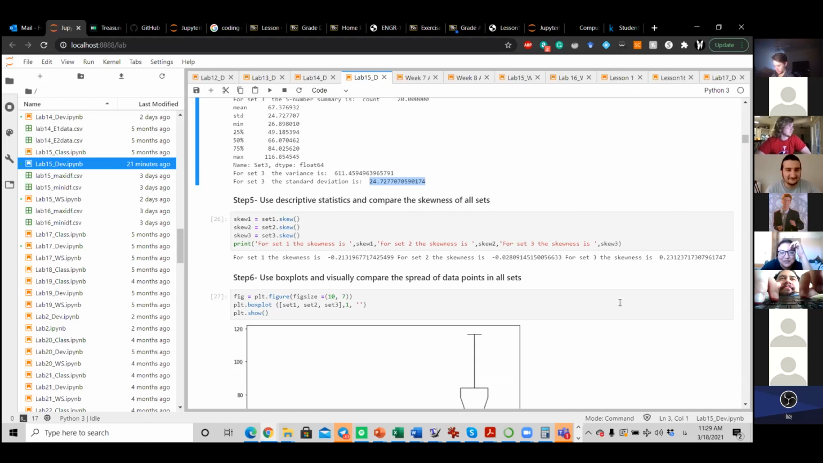Okay, so for the first set, it's going to be slightly right skewed. And for the second set, it's almost normal, but it has a little bit of that right skewedness. And for set three, it's positive, so it's going to be slightly left skewed. Okay, awesome, thank you.